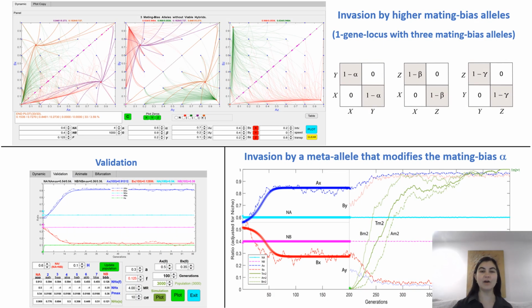Next, we investigate how initial pre-mating barriers can be invaded by alleles with a higher mating bias and further increase reproductive isolation.